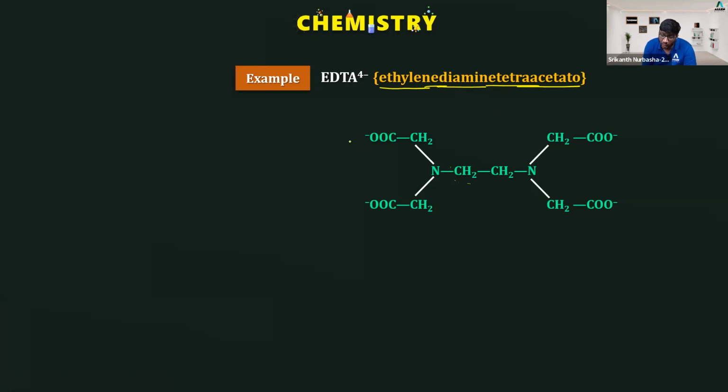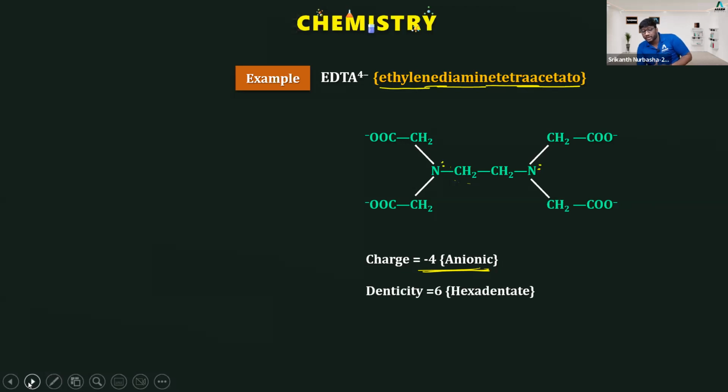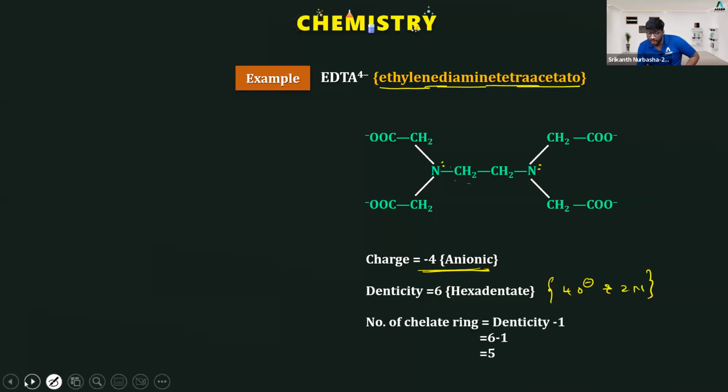Now if you look carefully, the O minus can donate the electron pair, and the nitrogen can also give the electron pair. How many C double bond O minus groups are there? 4 O minus groups, so the charge is minus 4. What type of ligand is it? Anionic ligand. What about denticity? Hexadentate: 4 O minus and 2 nitrogens. The number of chelating rings is denticity minus 1, that is 6 minus 1, which is 5.